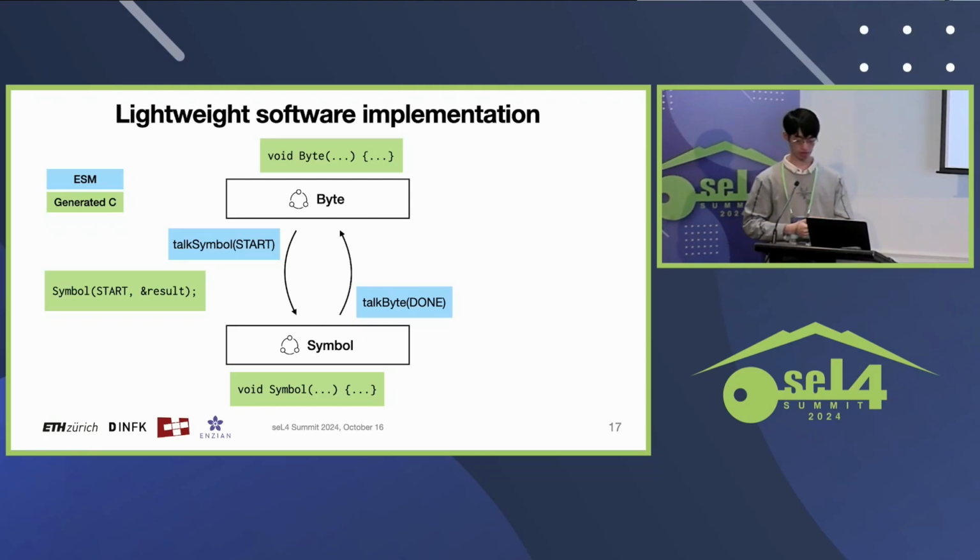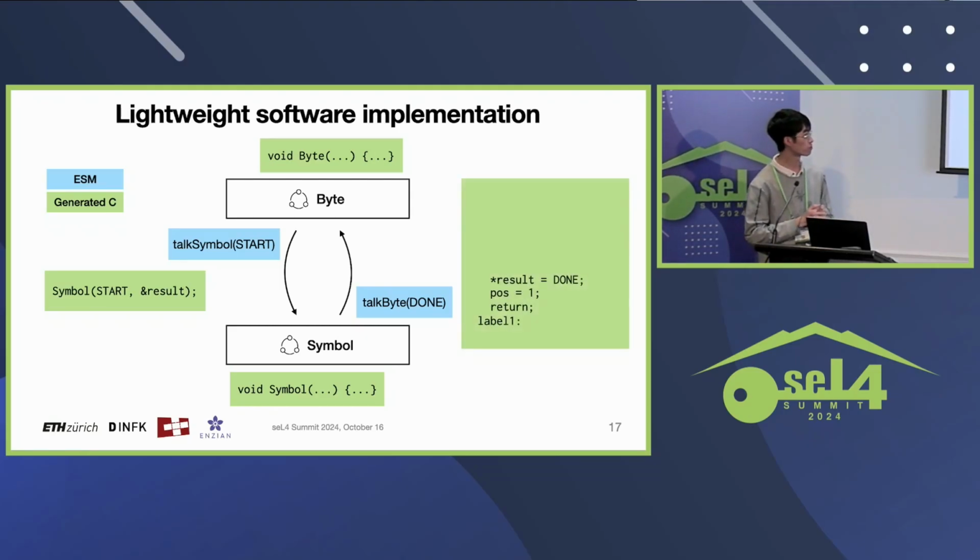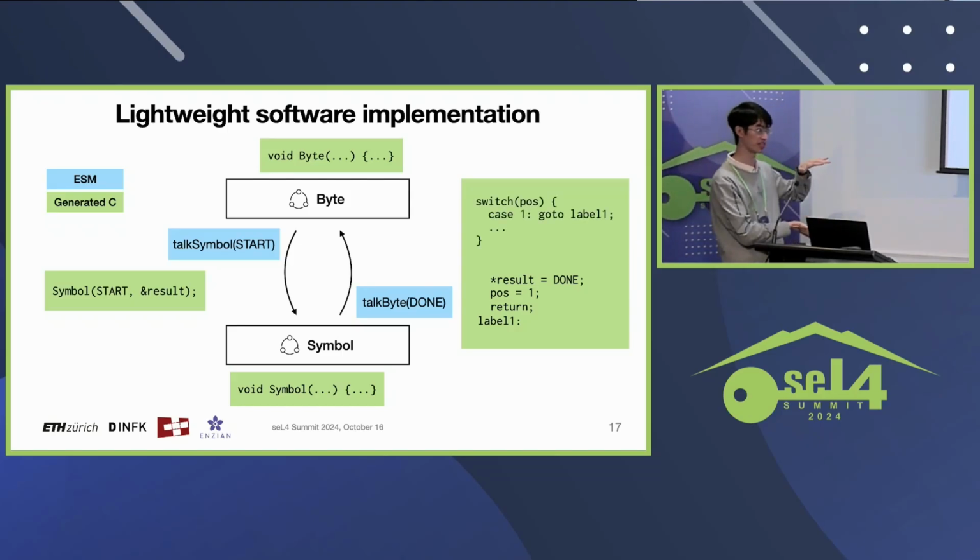And here's how we do it. So first, instead of making a function call, we actually write the output value to the output pointer, and then make a record of the current position into this static variable pos. And then we return. And on the next entry of the symbol function, there's a big switch statement at the beginning that goes back to the point after return and resumes execution from that.